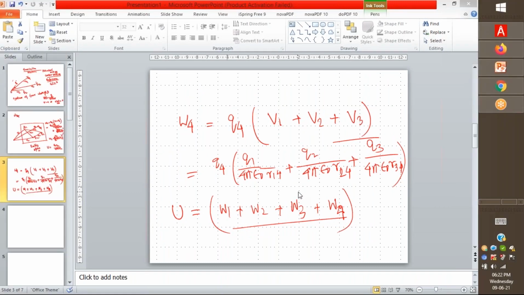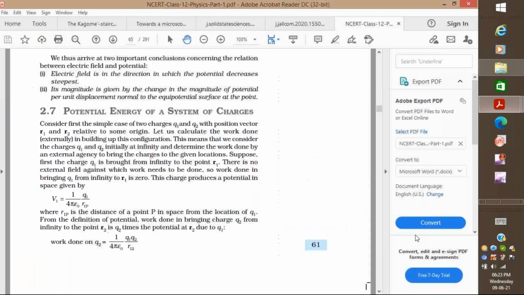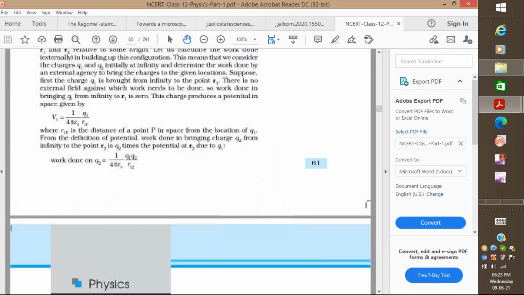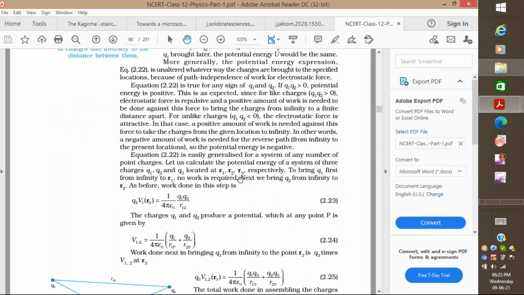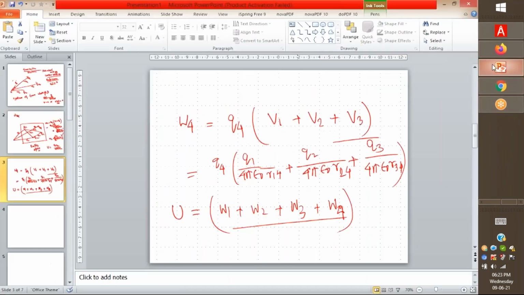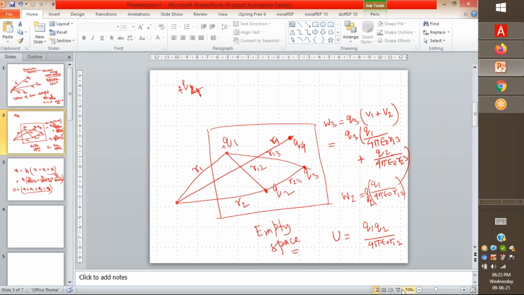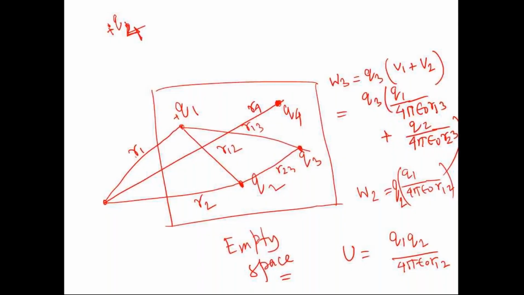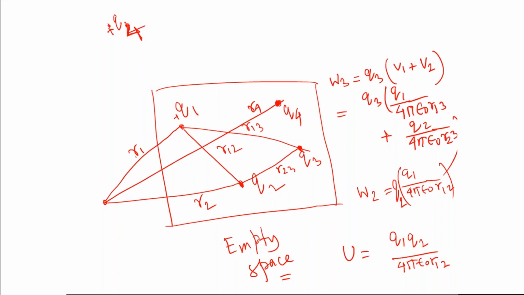See, the same thing has been told over here, but you might be having a question, sir. You have brought the charges one by one, like Q1 first, Q2 second, and then Q3 like that. But what if I bring the fourth charge first, and then I bring the opposite sequence, right? Fourth one, then third one, then second one, and then first one. So what will be the potential energy? Whether there will be any changes? Nikhil, can you tell me whether there will be some other value of the potential energy or the same value?